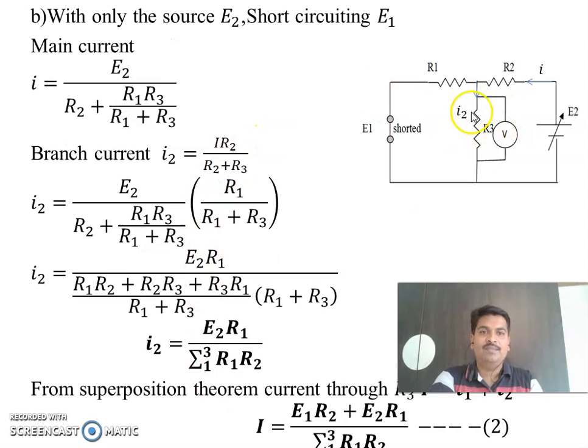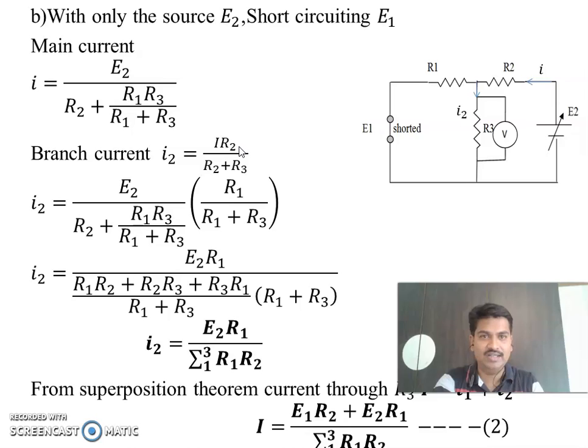Now I am going to find the current which is produced in the same part of the network, that is R3, by the another source E2 independently. For that also exactly the same thing I am applying. I am calculating the main current. Main current will be the simple Ohm's law, voltage by resistance. So we have to be a little careful. Here the R2 is in series, R1, R3 are in parallel. So it is R2 plus R1 R3 divided by R1 plus R3. After that, the branch current formula, main current into resistance in the another branch.